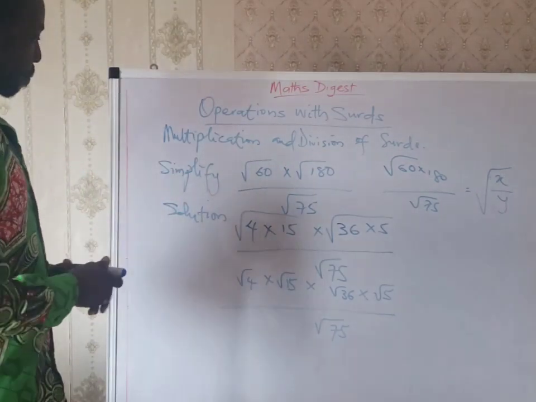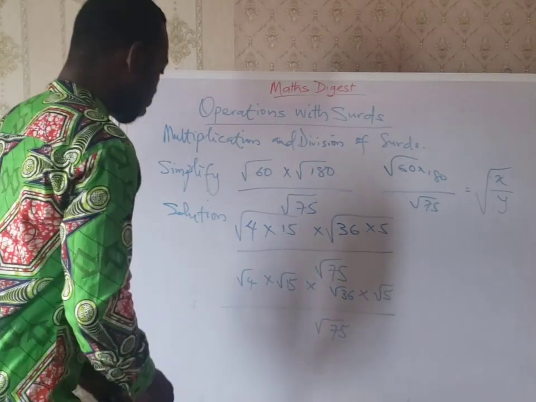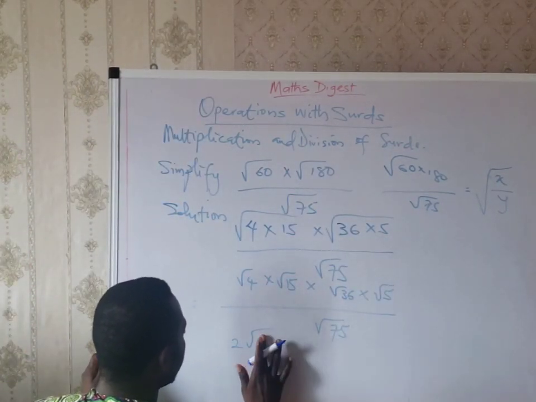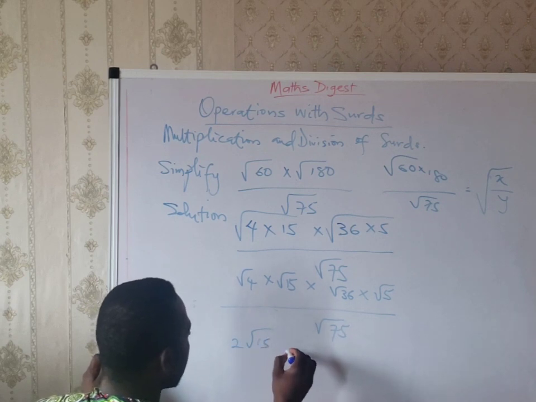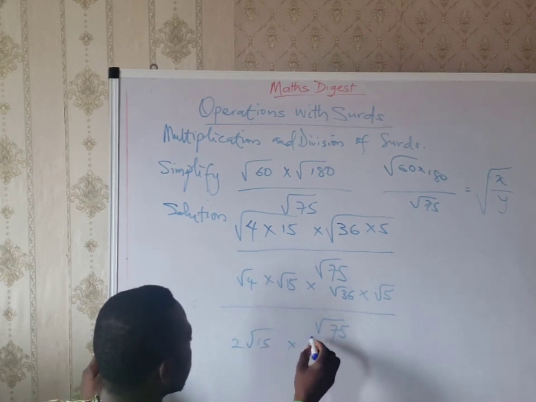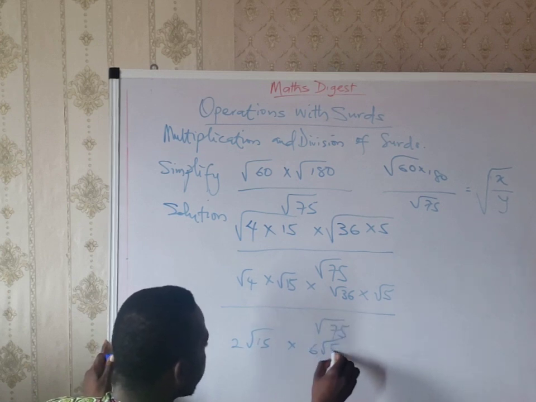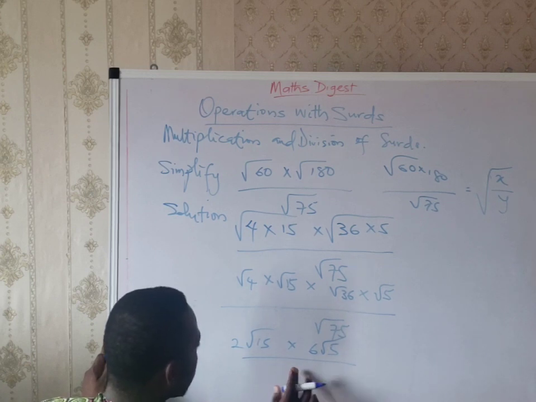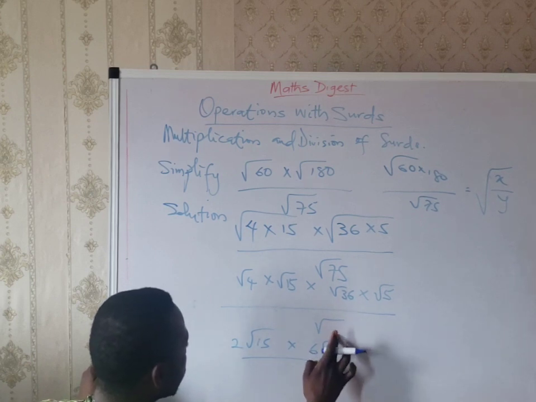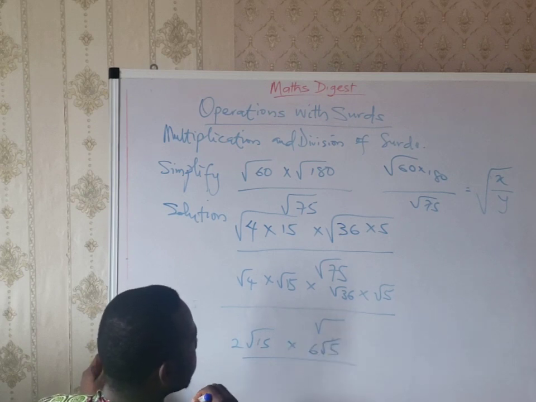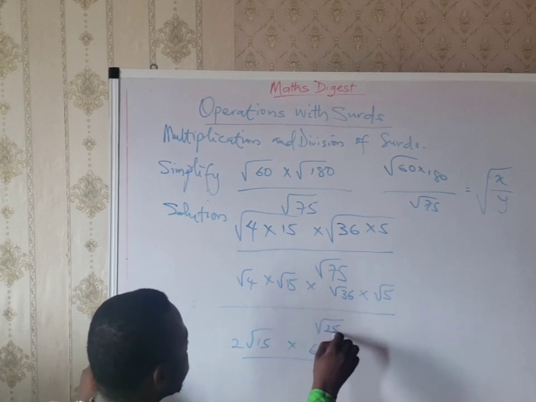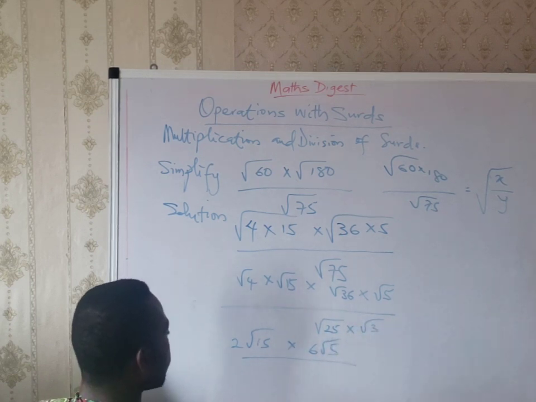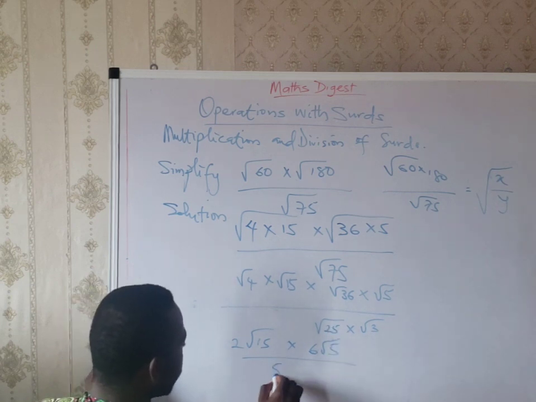Now from here, root 4 is 2, root 15, times 6 root 5, all over root 75. In this 75 we have 25 times 3, so root 75 is root 25 times root 3. Now this root 25 is 5, so we have 5 root 3.